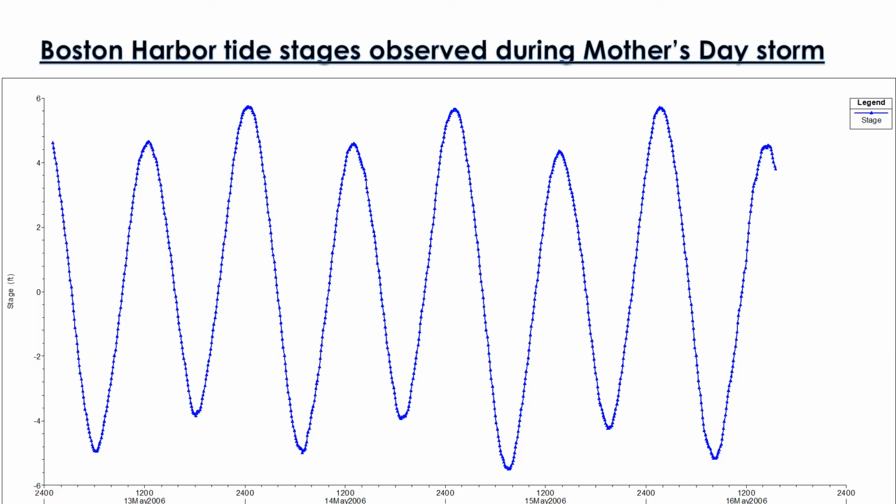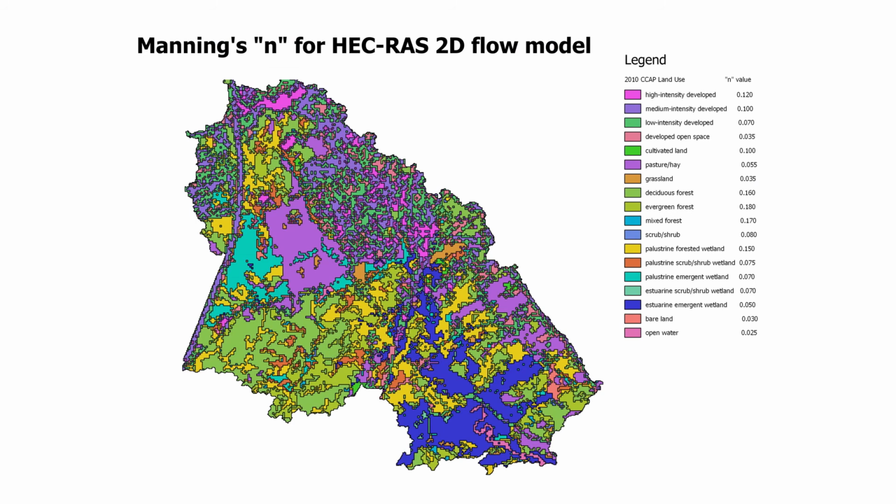And the tidal stages for the Mother's Day storm were obtained directly from Boston Harbor. I did not do any kind of manipulation to convert it to Newburyport. And here's the Manning's n for the 2D flow model. That came from the CCAP data as well.